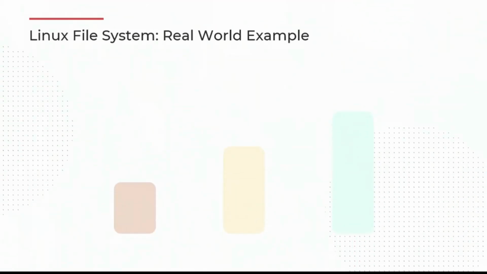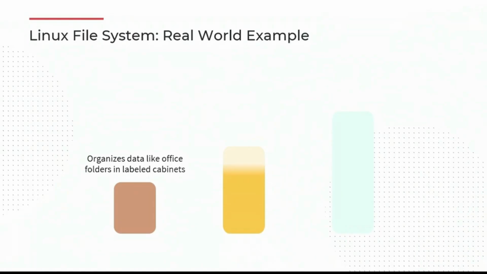Now, let's compare it with a real-world example. Let's say you work in an office where every department stores its documents in labeled cabinets. Each cabinet has shelves, and every shelf has folders. Now, think of the office building as your storage device. The cabinets represent partitions, the folders represent directories, and the documents represent actual files. It would be hard to find anything if there wasn't a way to keep track of where each document is and what it's called. The file system gives you that kind of organization. It ensures that you don't accidentally overwrite documents. You can find files quickly, and you know which folder a file belongs to.